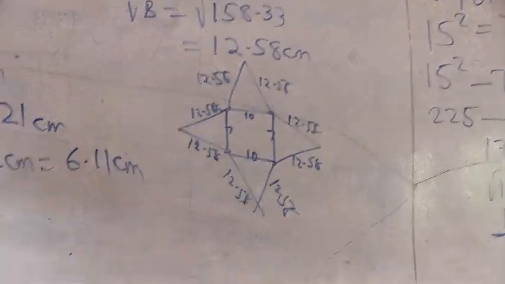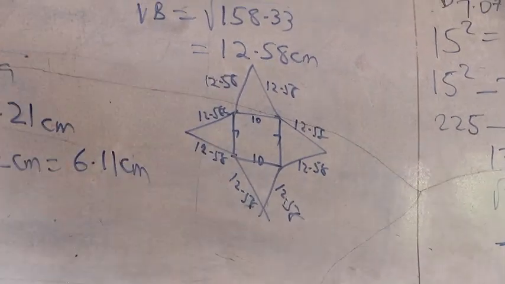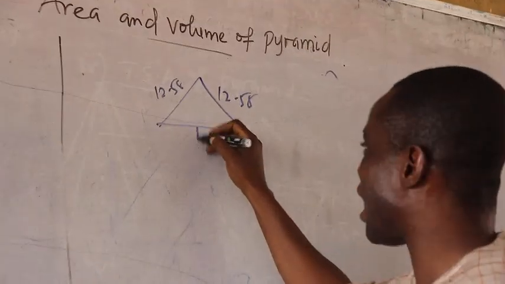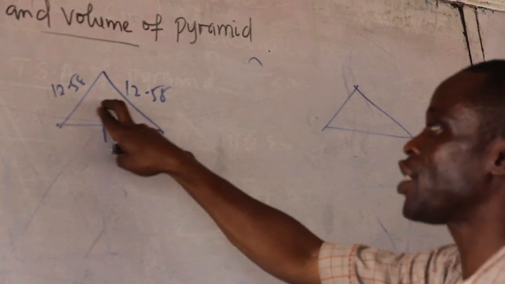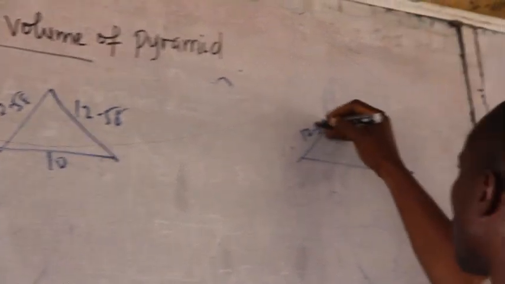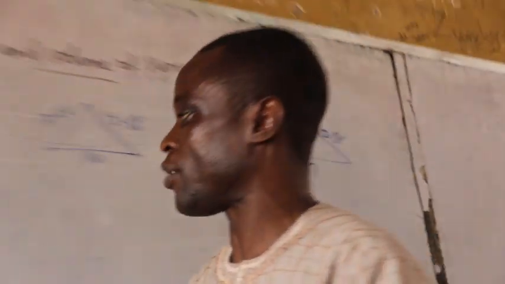Now, to find the total surface area, I need to find the area of this triangle by using Hero's formula. I will use another method to find the area of that triangle. We are going to have two different triangles: 12.58, 12.58, 10, and 12.58, 12.58, 7. Boys, find the area of this triangle for me. Girls, find the area of this triangle.